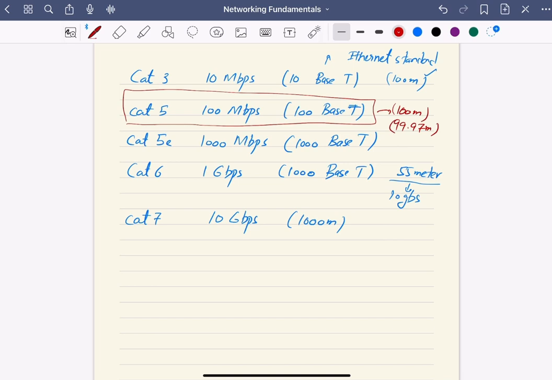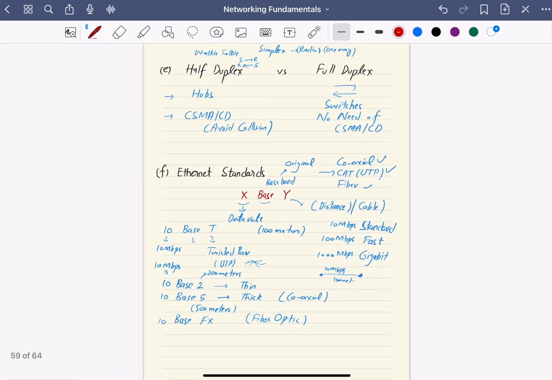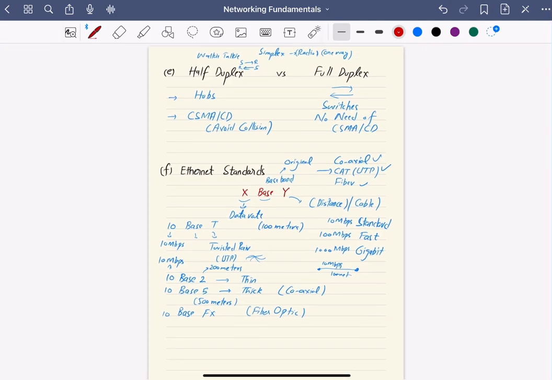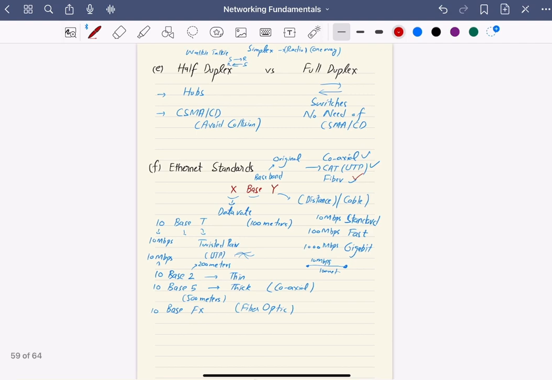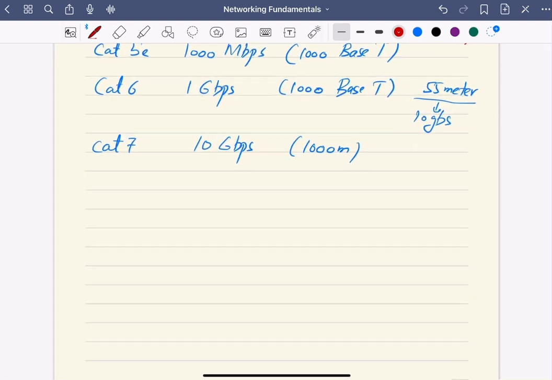In fiber optics, of course, as I told you, we can also use fiber optics to design Ethernet. And in fiber optics, there are different types of cable. We will discuss these cables in the next chapter. One is called single mode cable. There is another one which is called multi-mode cable. We will discuss single mode and multi-mode fiber in detail. But for long distance communication, just remember, for long distance we use single mode cable.